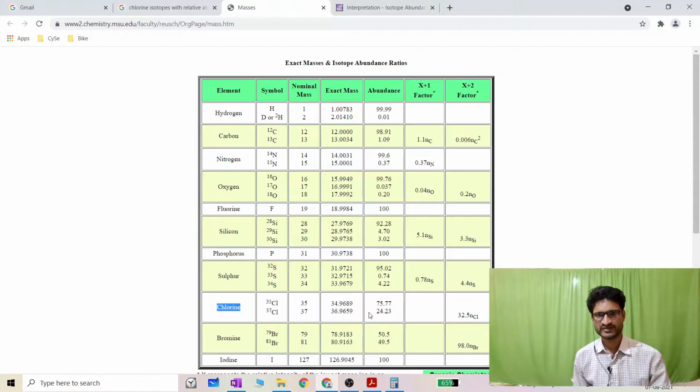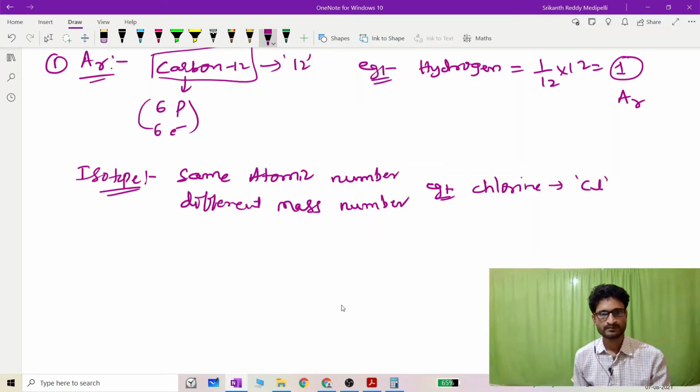So what this abundance means: if you have 100 chlorine atoms, most probably you will find around 76 atoms of chlorine 35 and the remaining, around 24 atoms, of chlorine 37. That is abundance. Okay, let's calculate how we can calculate the relative atomic mass using abundance value and exact mass values. Let's do that.